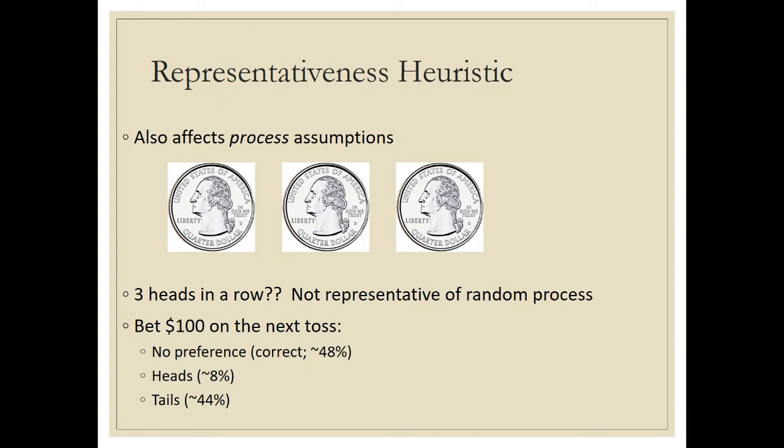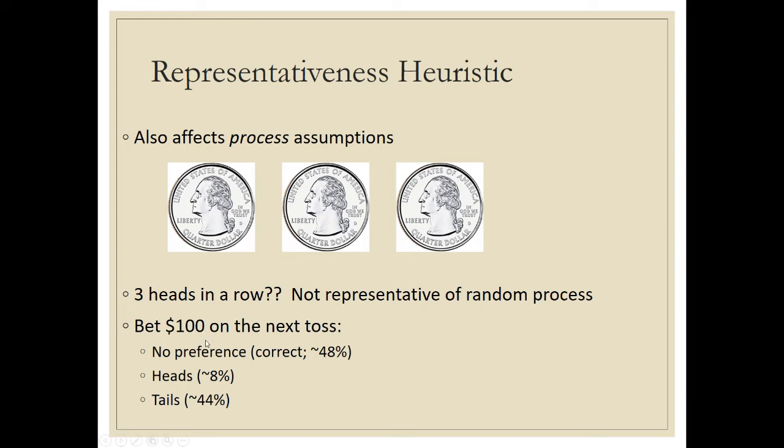And we see when participants are betting money on the next toss in a fictitious scenario that researchers would put together in a lab, right? Most people, luckily, say, okay, roughly 48% of people, roughly half of participants have no preference, so they are accurate. They recognize, it's 50-50. Why would I bet either way? 8% bet on heads. So that's a small number, but 44% bet on tails, right?